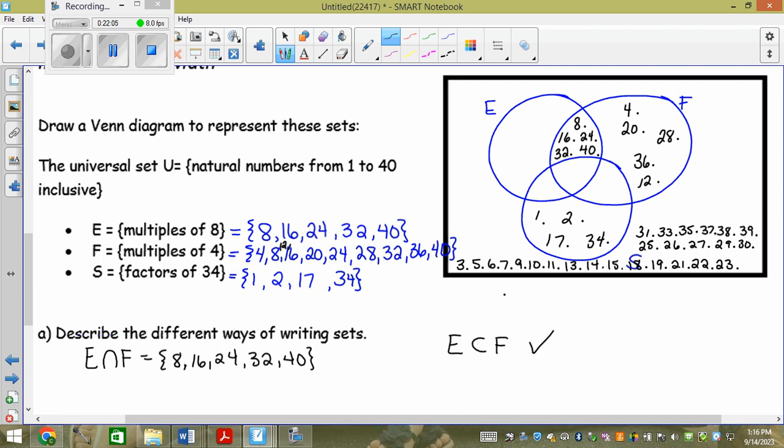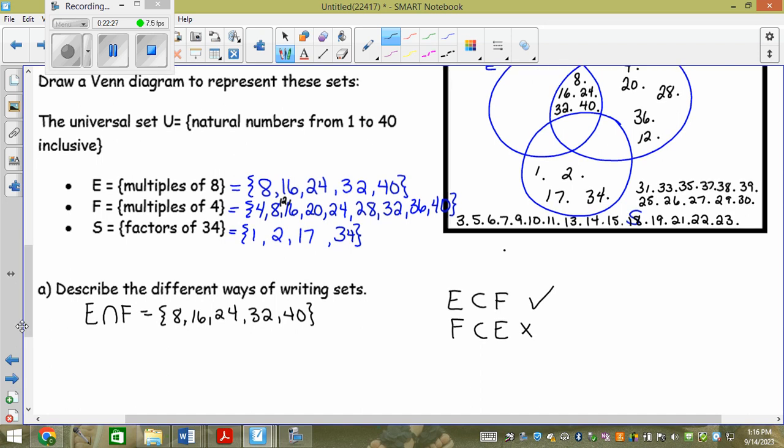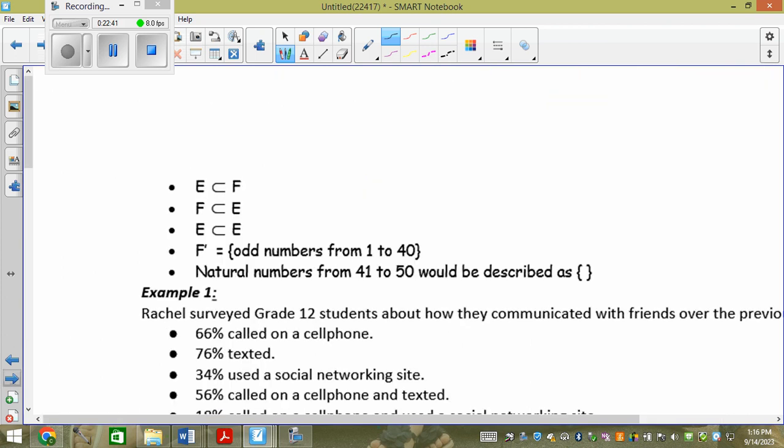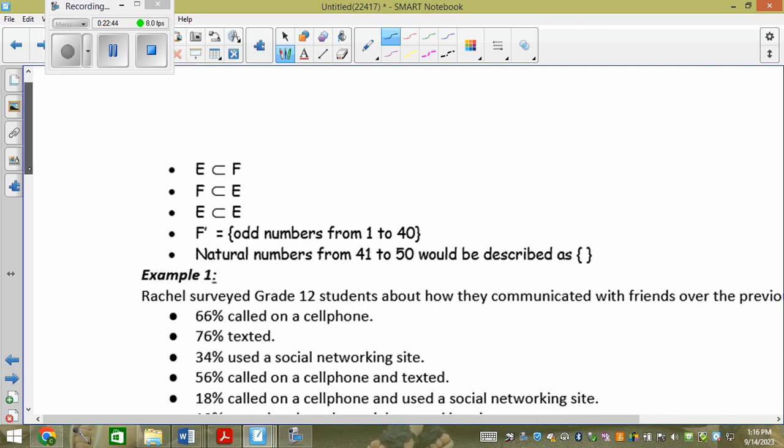The next one says, is F a subset of E? Is everything in F in E? No. And then we have, is E a subset of E? Is everything in E in E? Yeah, every set is a subset of itself. We won't worry about the next part because it's hard to write.